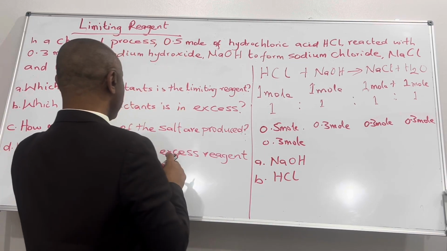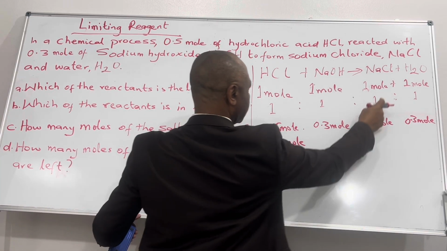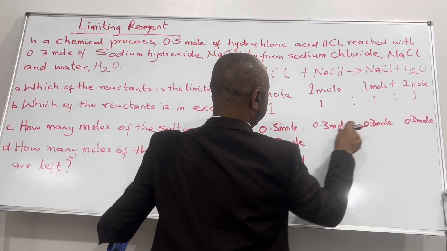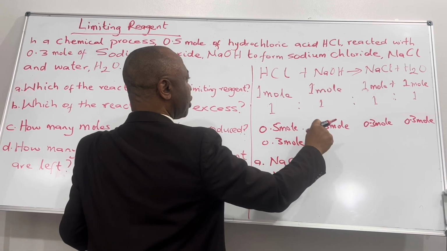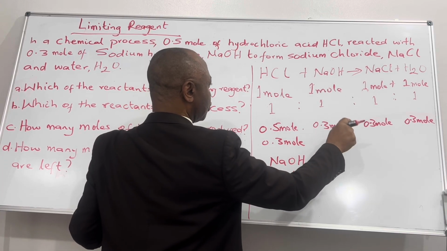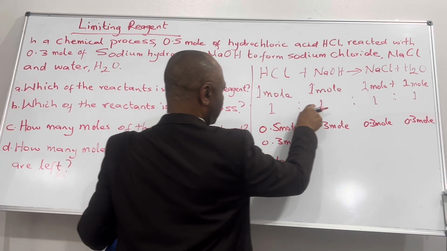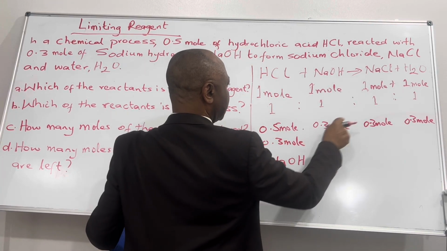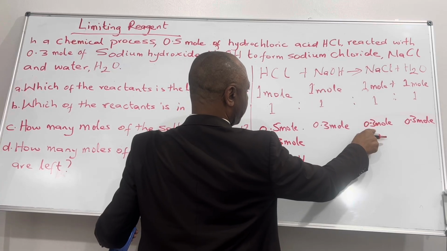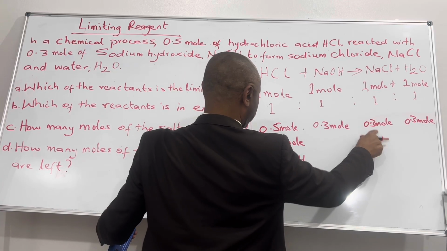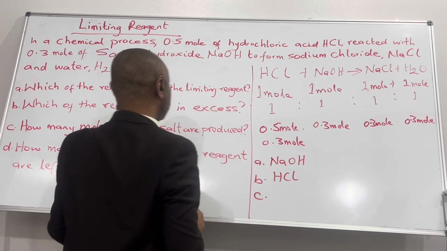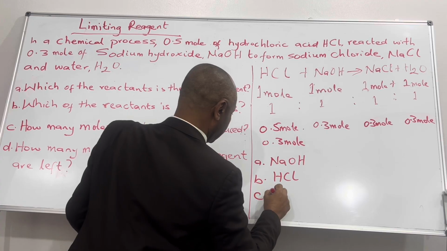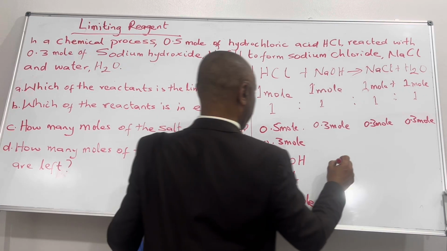Now C, how many moles of the salt are produced? The number of moles of salt produced depends on the limiting reagent, because the number of moles of the sodium chloride produced must be consistent with the mole ratio. If the limiting reagent is 0.3, then the number of moles of the sodium chloride produced will also be 0.3. So the number of moles of the salt produced is 0.3 moles.